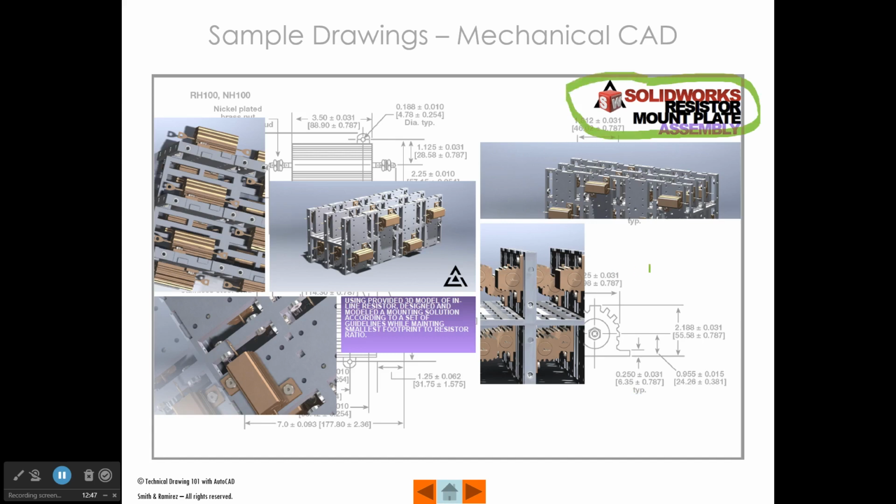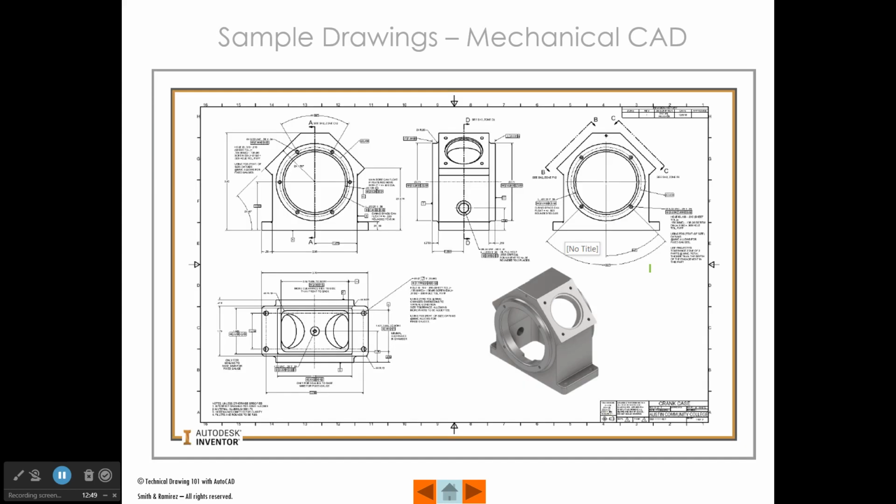So this is that intelligent 3D model again. This is an intelligent 3D model. We create a 3D model using Inventor, and from that model we can pull a front view, a side view, a back view, and a bottom view. And to those views we can add all of the dimensional information necessary to manufacture this crankcase.